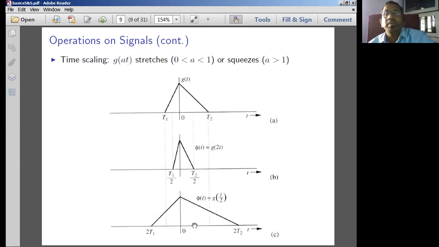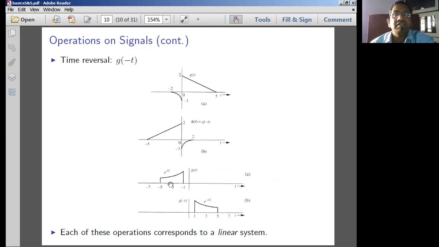Similarly, we can have other operations like the time scaling operation. In time scaling, you can shrink the signal or expand the signal. In figure B, you can see you are shrinking the signal by 2. In the next one, you simply expand the signal by 2. If you are shrinking the signal by 2, you represent it as g of 2t. If you are expanding the signal, you can represent it by g of t by 2. So this is the expanded signal and the compressed signal.